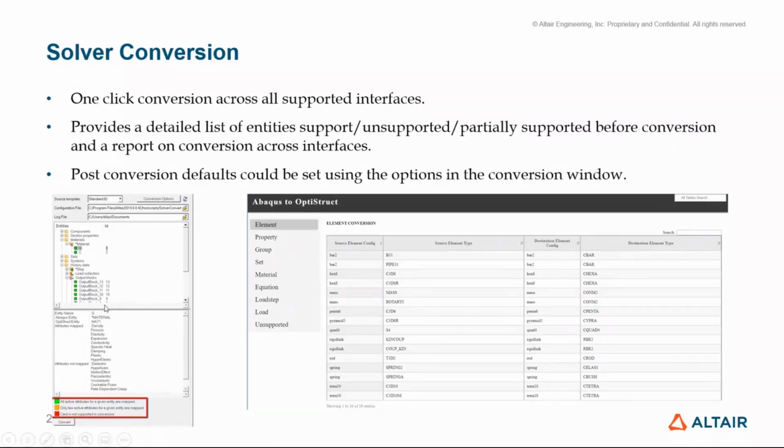At first level, we tell the user these are the things supported. And at the end of conversion, we have a very detailed HTML report, which also gives an unsupported list to let the user know what is not supported. This is something we are trying to improve and extend across interfaces. Today, this HTML support is available for Abaqus to OptiStruct and Dyna to Radioss conversion.